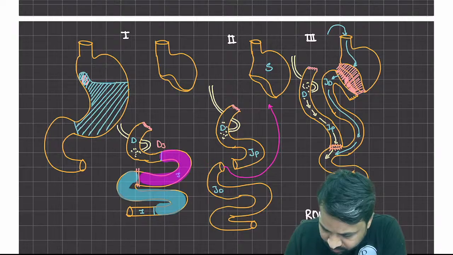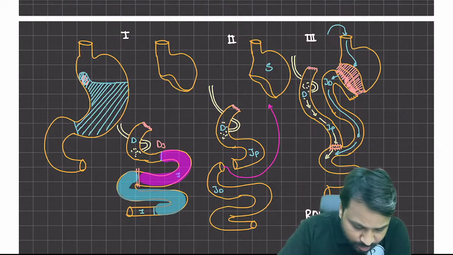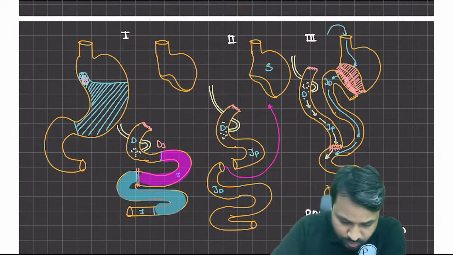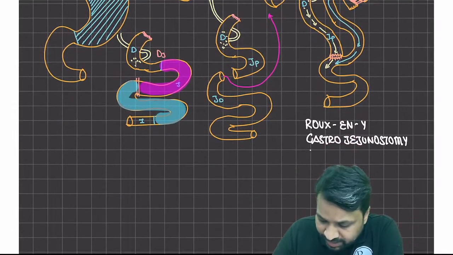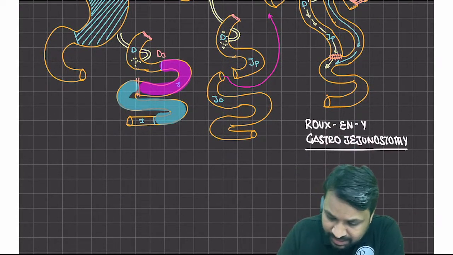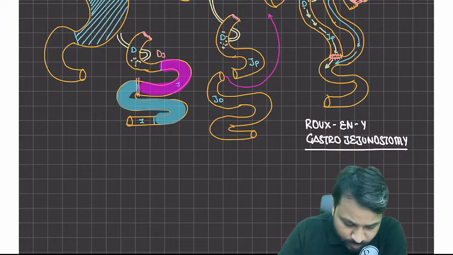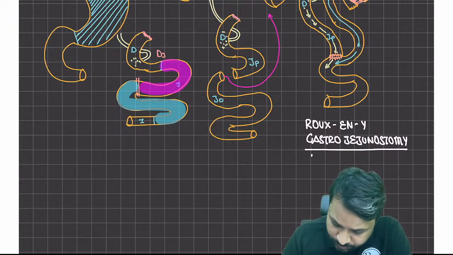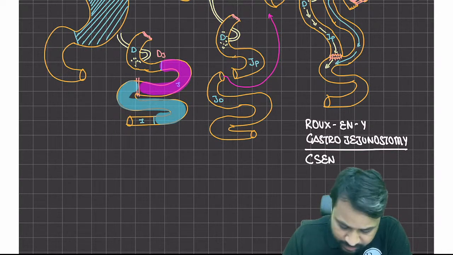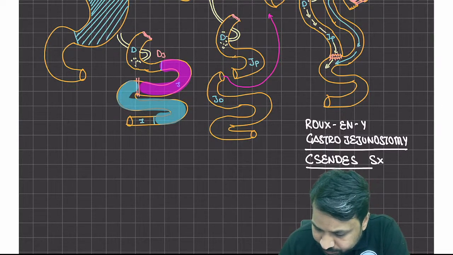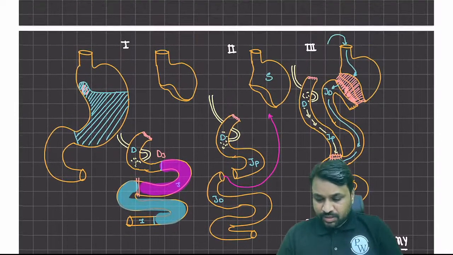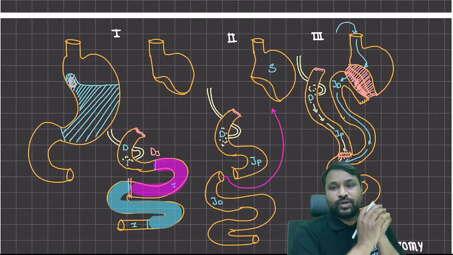gastrojejunostomy. I have performed a Roux-en-Y gastrojejunostomy, and this Roux-en-Y gastrojejunostomy is given a fancy name, which is what we call the Sandeep surgery. This is what we call the Sandeep surgery. Okay. Nothing spectacular. This is how you do it for type 4 gastric ulcers.